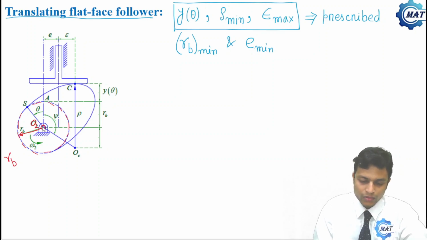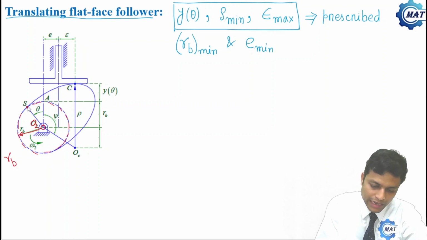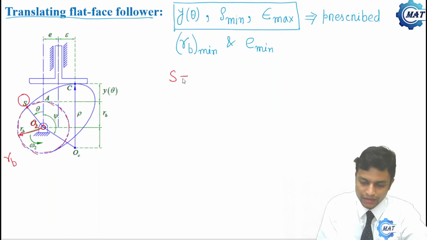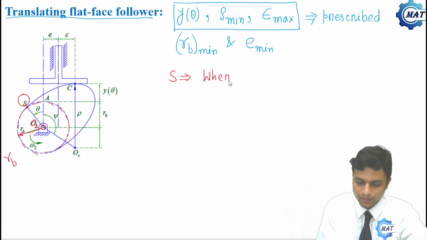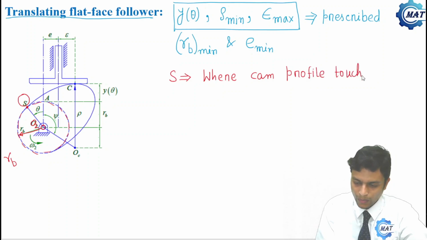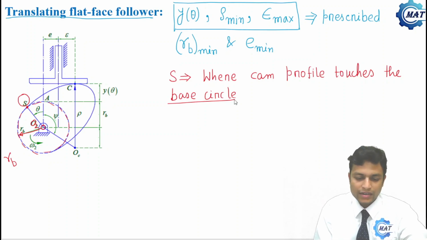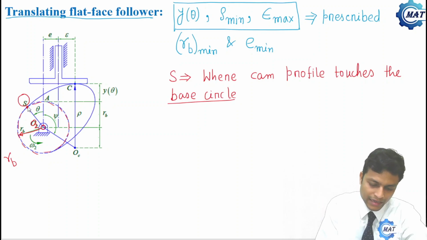Now this is the point S. So what is point S? It is the point where the cam profile touches the base circle. So where the cam profile touches the base circle, that is the point S here.